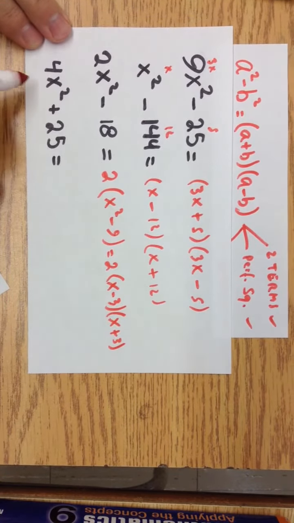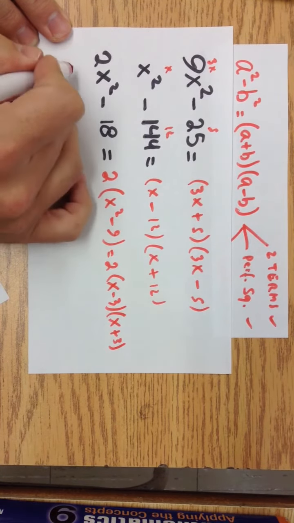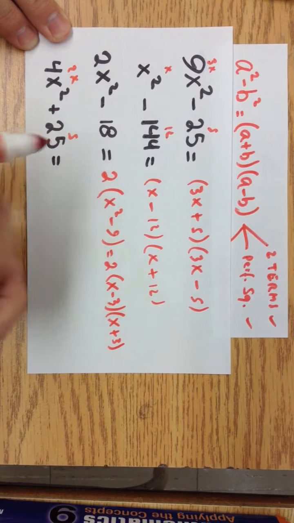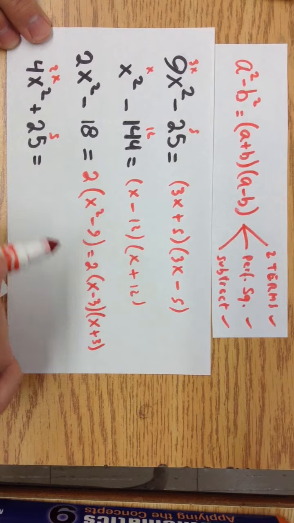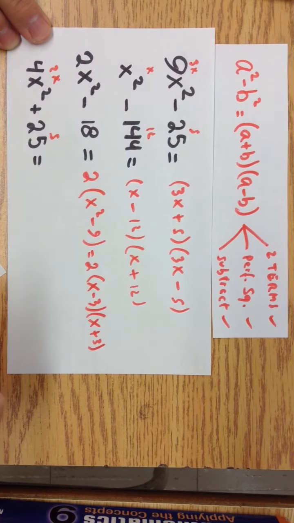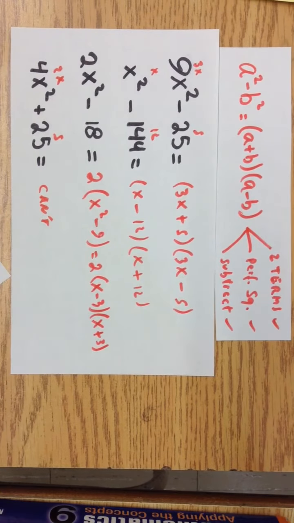What about the last one? 4x squared plus 25. Are there two terms? Yes. Are they both perfect squares? Yes, this is 2x and this is 5. Are they subtracting? No, it's not subtracting. So this is not actually a difference of squares. So it can't be factored as a difference of squares.